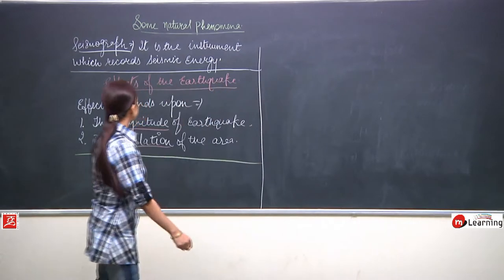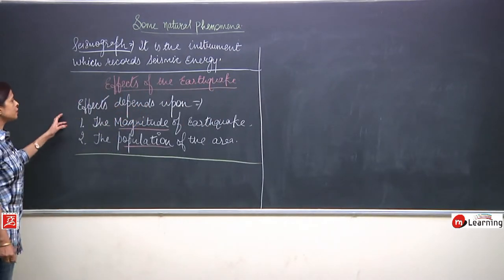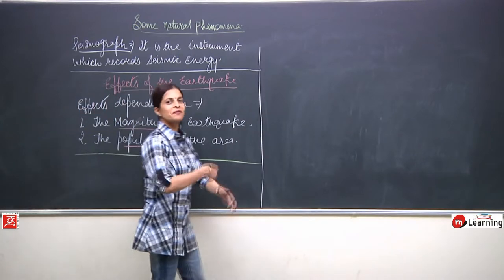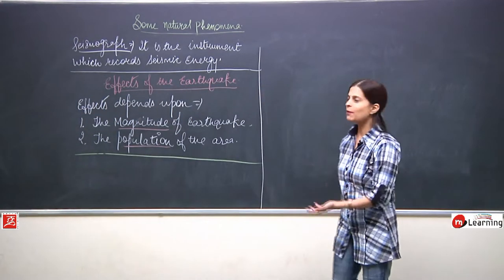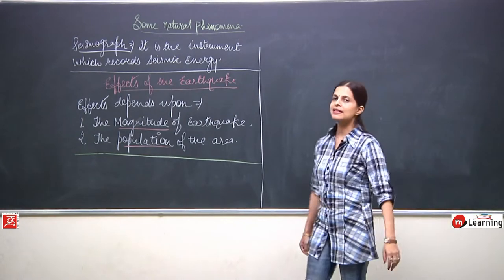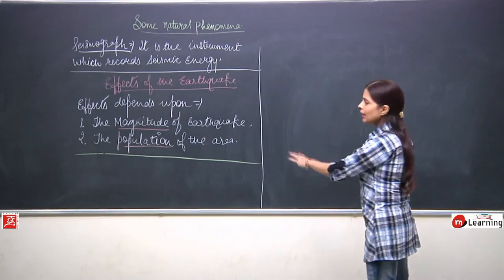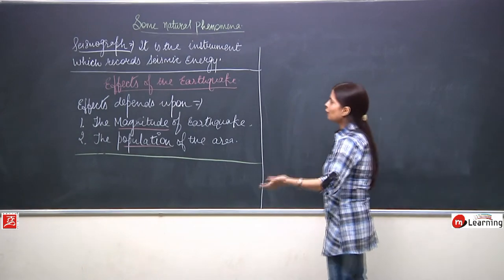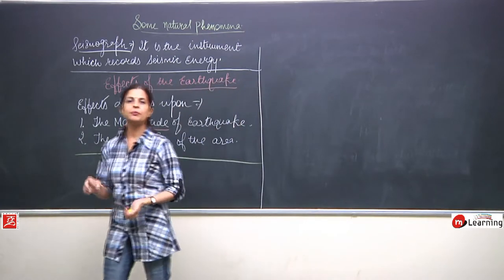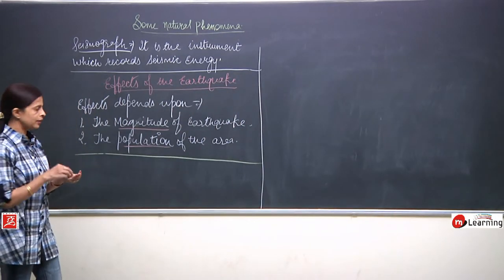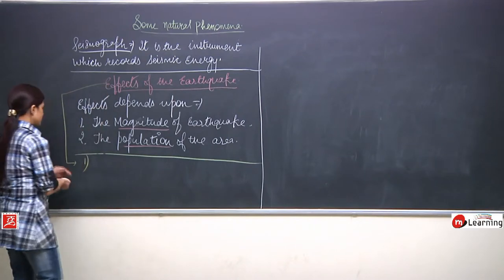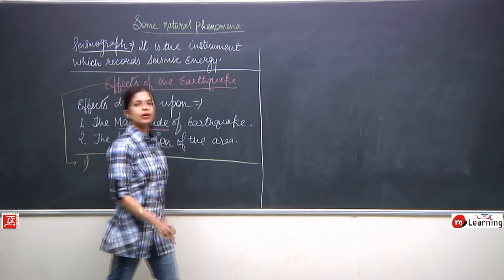Okay, now after this, what are the effects of the earthquake? This we are going to study, but the effects depend upon what? The effects are affected by two things, children. One is the magnitude of the earthquake, and the second is the population of the area. Okay, so the effects depend upon these two things. Now we are going to talk purely about the effects which we were discussing. Okay, so what are the effects?